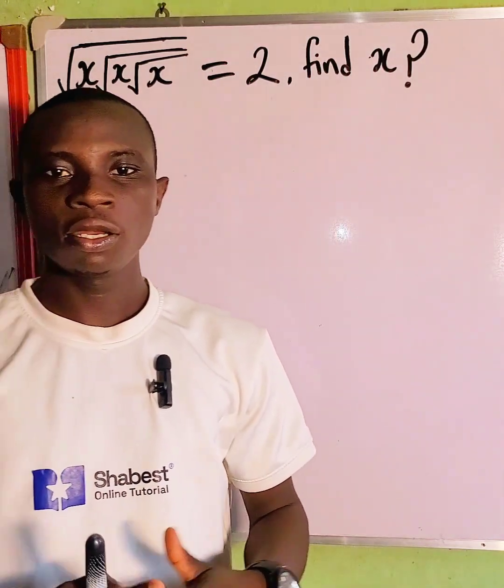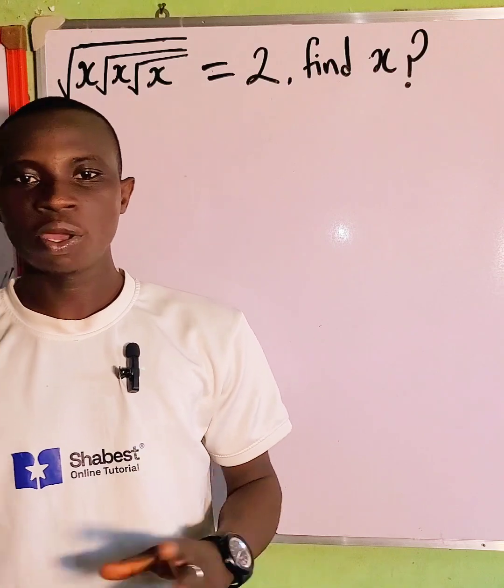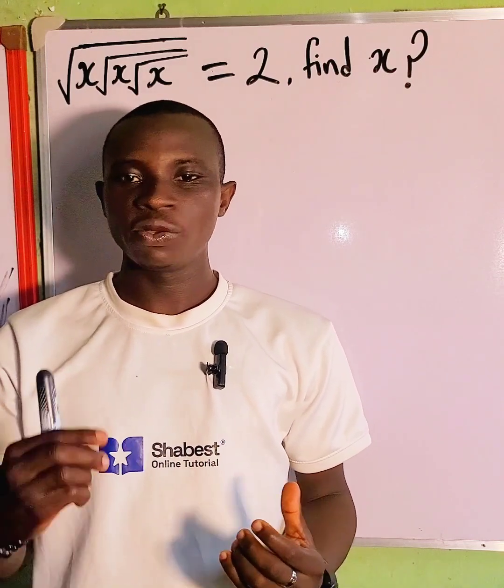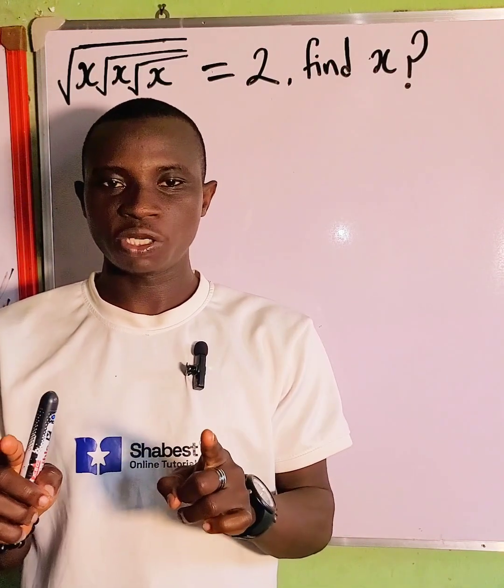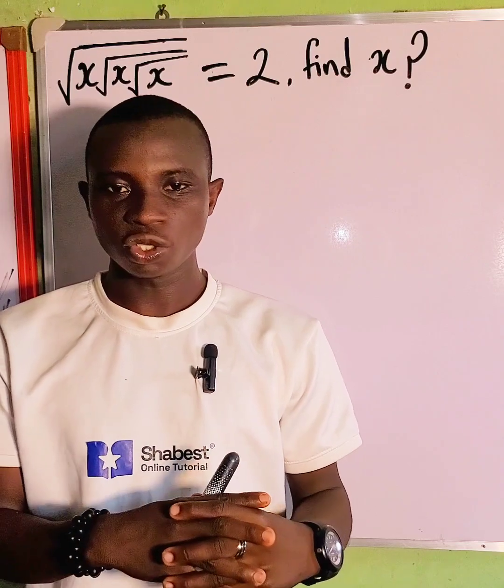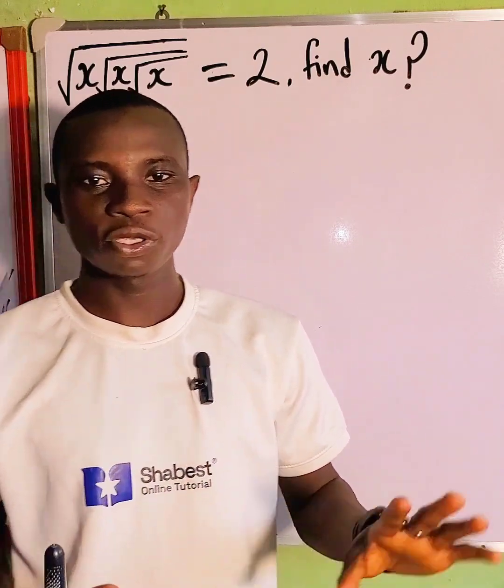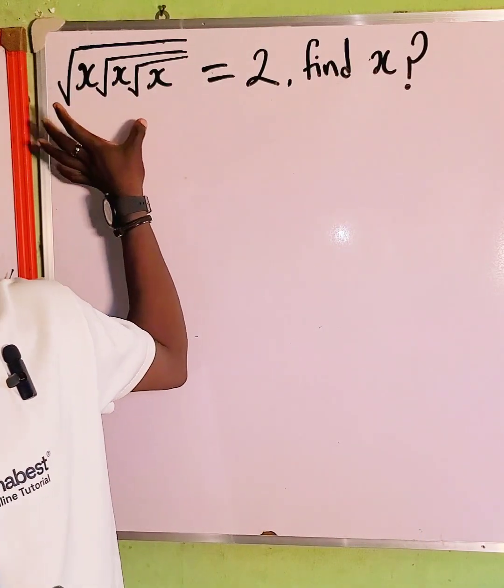Before then, remember that whenever you have a square root of a term, and you take the square of that expression, the square is going to eliminate the square root. That's what is going to help us to eliminate the square root from this equation.